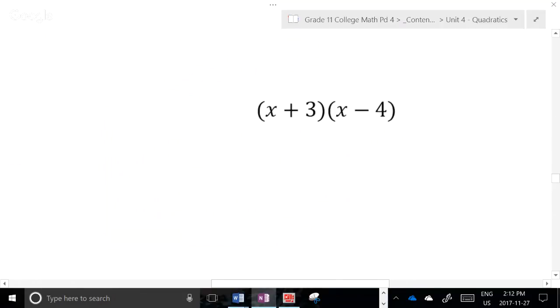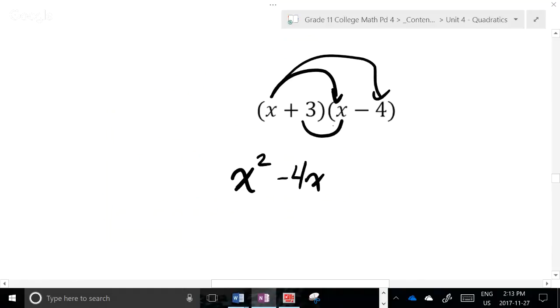Okay, what about this one? How do I approach it? Let's get doing these a little bit on the quicker side here. X squared minus 4x plus. X times x is x squared. X times -4 is negative 4x. 3 times x is positive 3x. And 3 times -4 is -12. Okay. X squared minus.